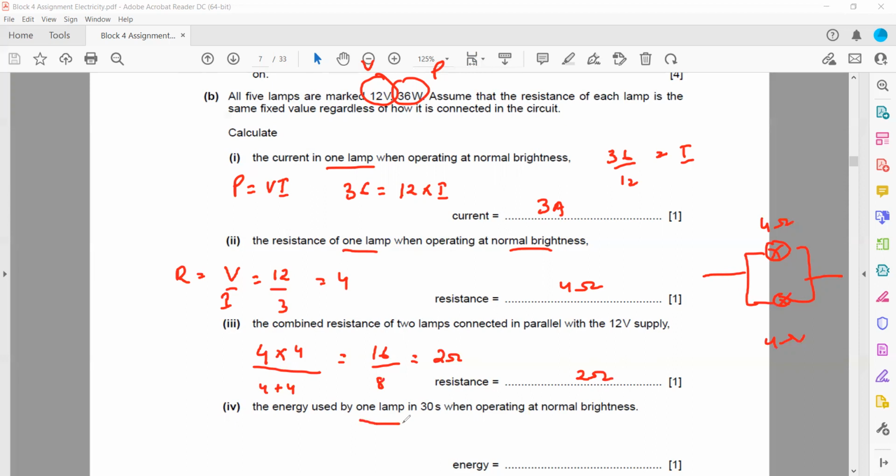The energy used by one lamp in 30 seconds. So how to get the energy? Energy is voltage times current times time. So voltage across each lamp, that is 12, multiplied by current in each lamp we calculated, that is 3, multiplied by time, so 30. So 12 multiplied by 3, that is the power 36, and 36 multiplied by time 30 seconds, so it will be 1080 joules, which is the energy consumed by each lamp.